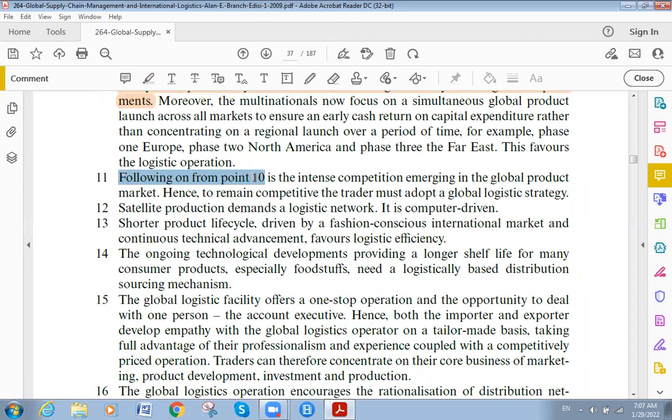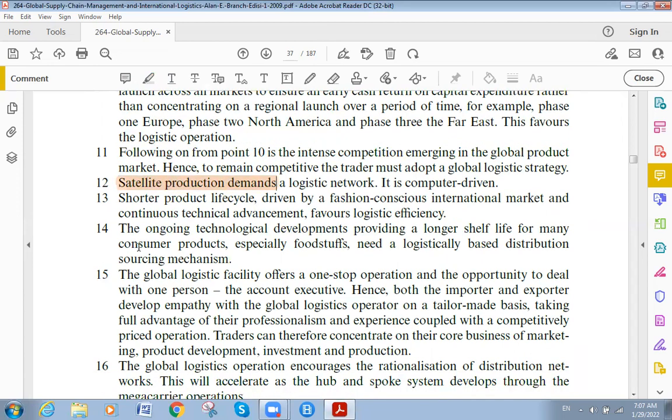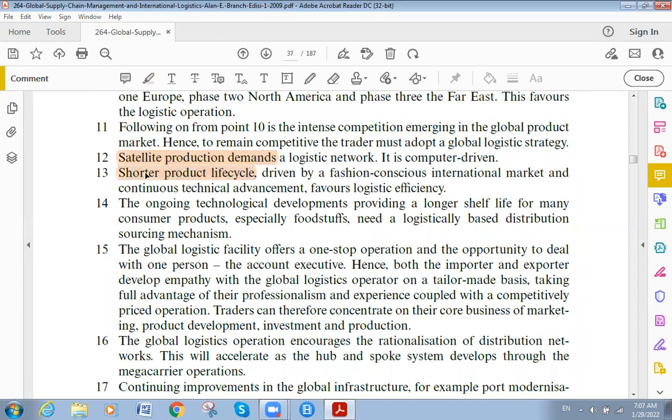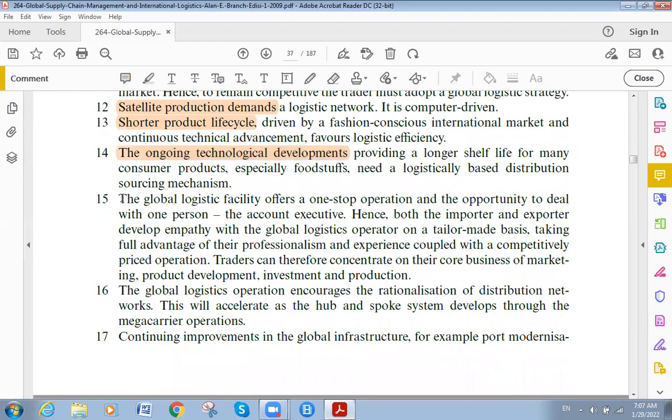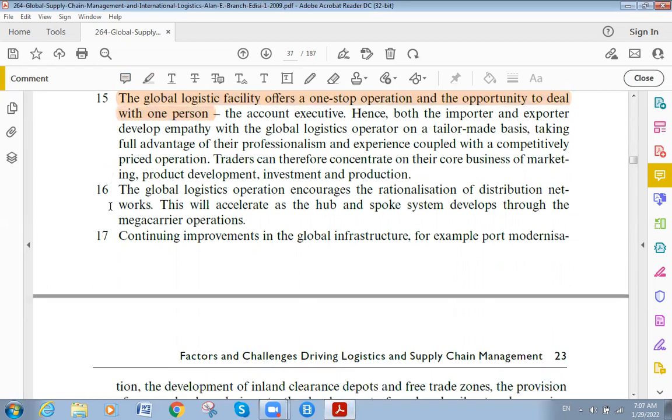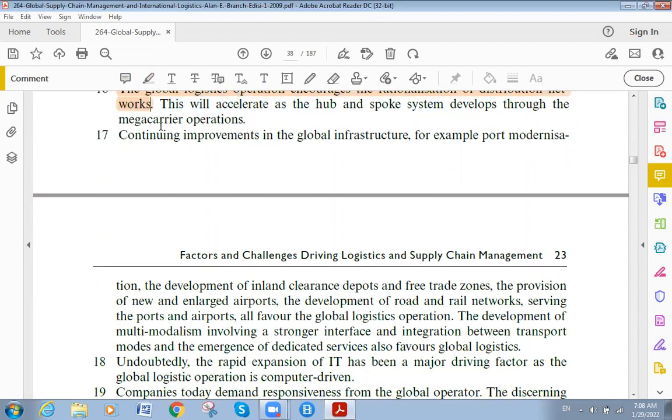Following that, the intense competition emerging in the global product market. Satellite production demands also shorter product life cycles. The ongoing technological development also increases the effectiveness of the logistics system. The global logistic facility offers a one-step operation and the opportunity to deal with one person. So you don't have many windows, only one window can finish everything. The global logistic operations encourage the relationship of distribution and networks. And the continuous improvement in the global infrastructure also improves the logistics systems.